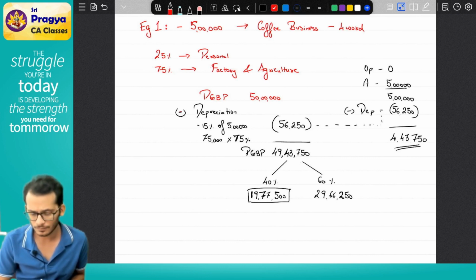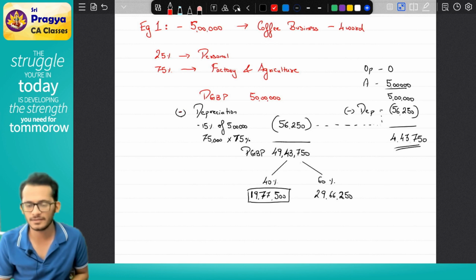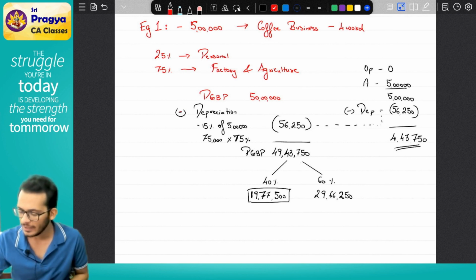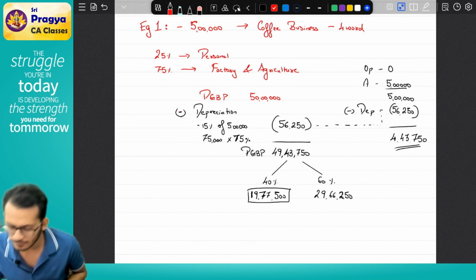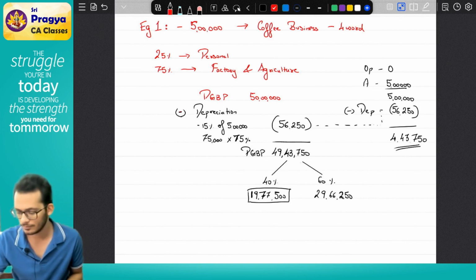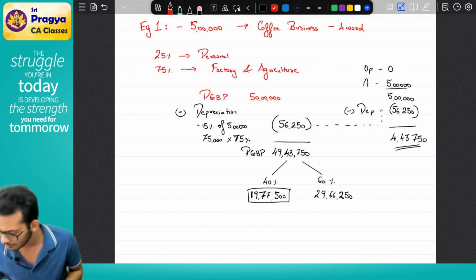For agriculture and business incomes, we just directly take the actual depreciation fully. If there is any personal nature item, you can remove the personal item alone. Personal can be either way, right, sir?